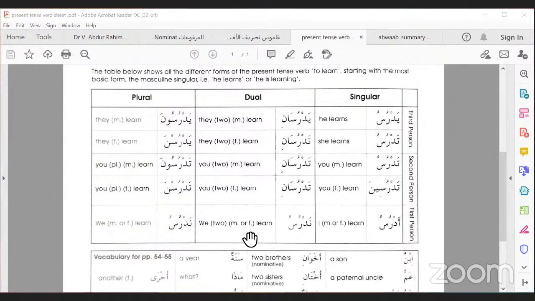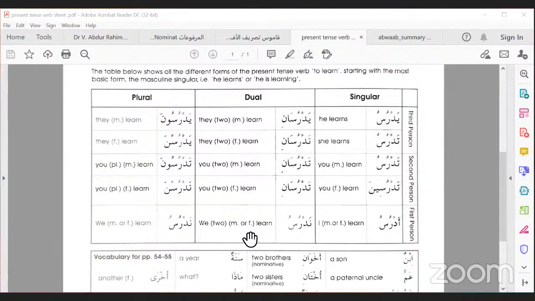You two males learn. Tadrusani. They two females learn. Tadrusani. And you two females learn. Tadrusani again. Brilliant. He learns. Yadrusu. She learns. Tadrusu. I learn. Adrusu. We both learn. Nadrusu. And we all learn. Nadrusu again. Good.